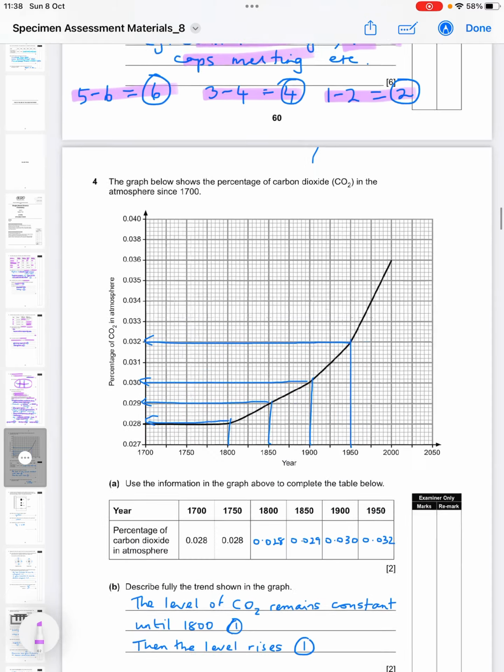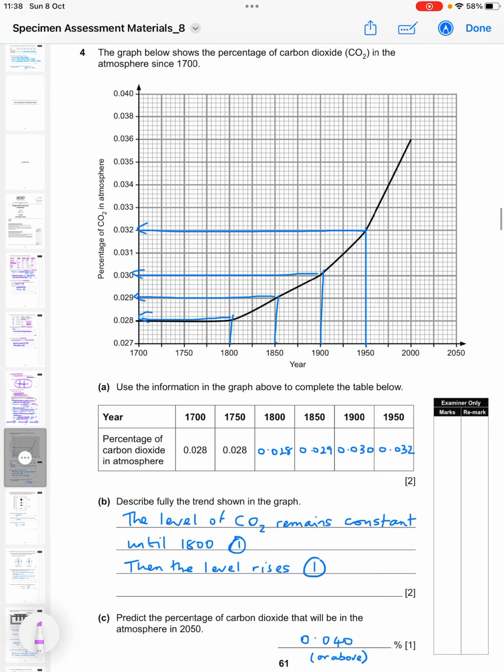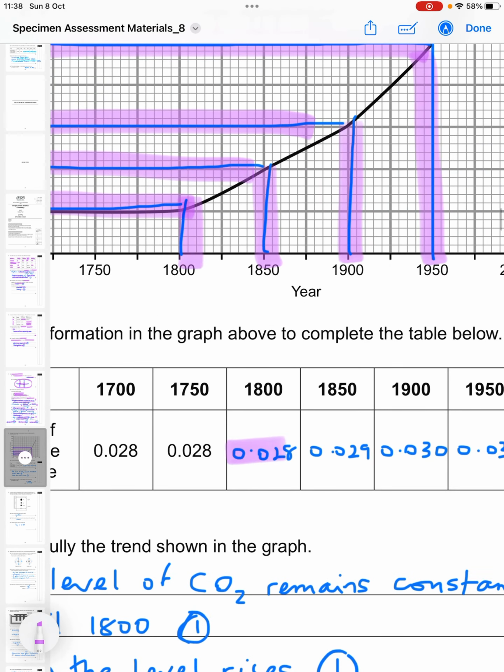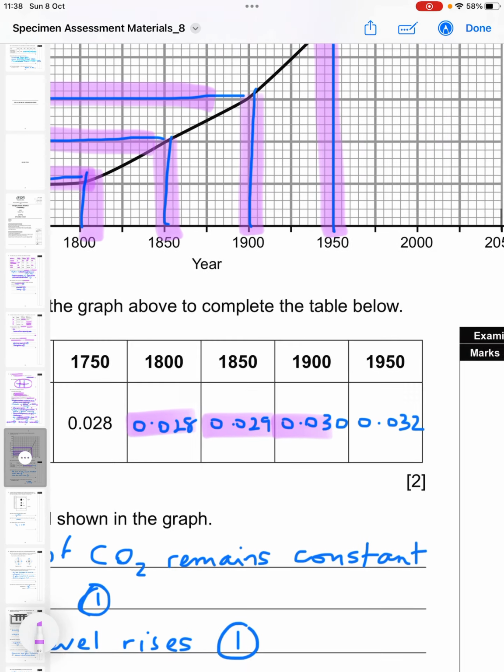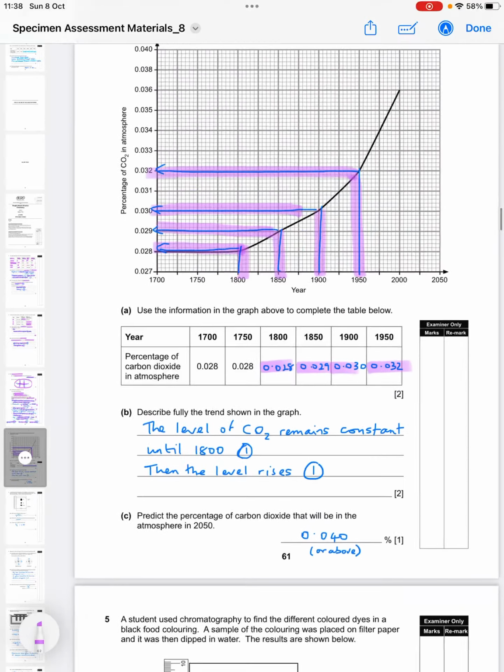Next we've got this graph. The graph shows the percentage of carbon dioxide in the atmosphere since 1700. Use the information to complete the table. What I've done is just drawn lines across to work it out for myself. So at 1800 it's 0.028, then 0.029, 0.03 and 0.032.